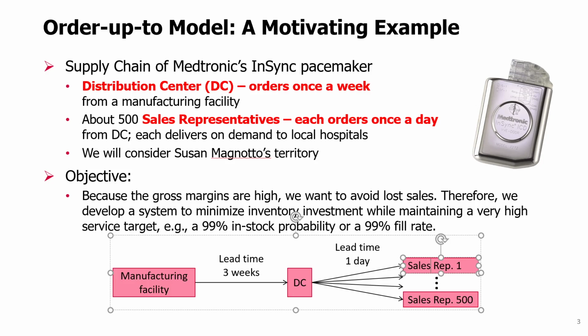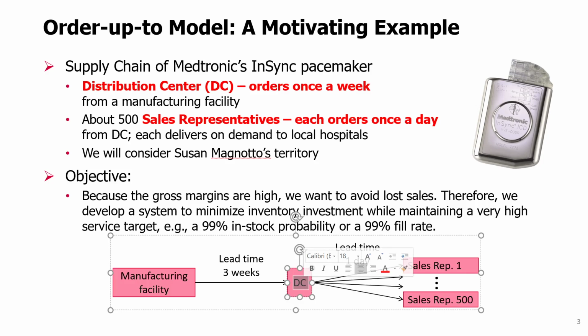This is actually, by the way, the purpose of the distribution center. The distribution center brings the product much closer to the sales reps and therefore provides them with much more responsiveness in terms of lead time. If a sales rep needs 1, 2, 3 units of this pacemaker, when they order it, they receive it 1 day later. The lead time here is 1 day.